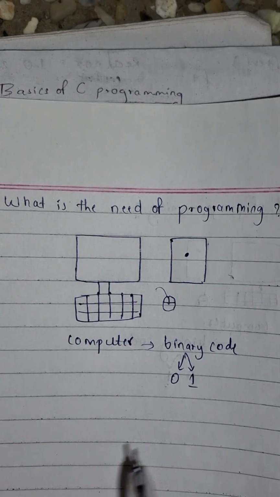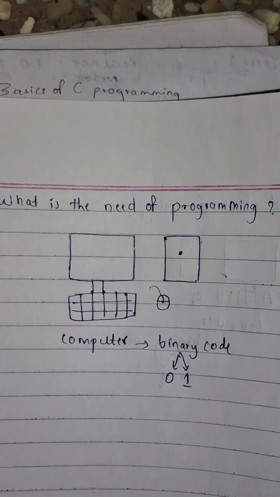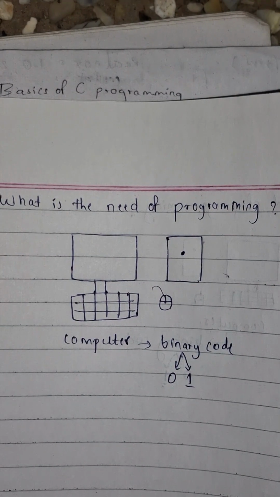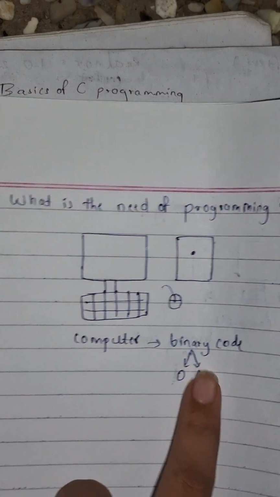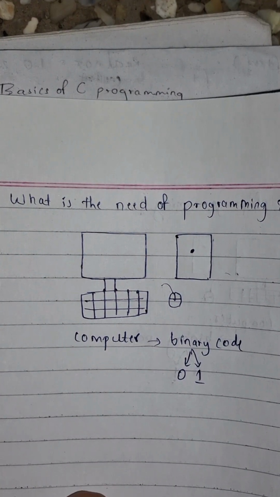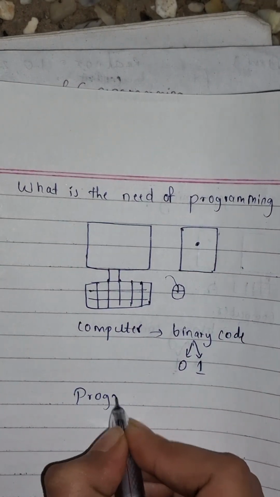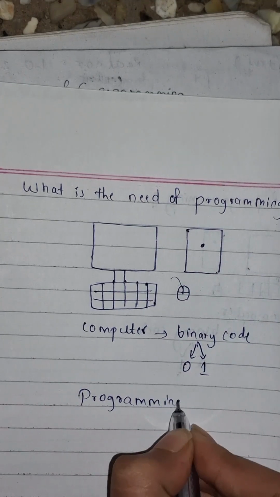So it is a collection of 000, like 001000. We cannot understand that language. We cannot understand this binary language, and a computer cannot understand our language. So to overcome this, we have programming languages.